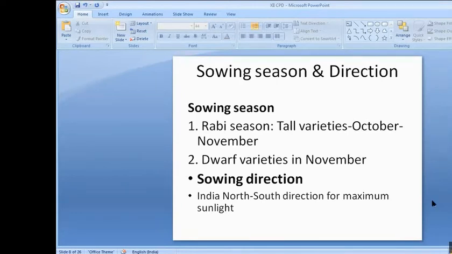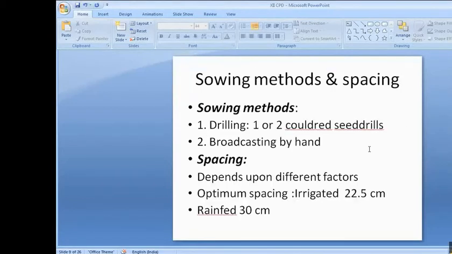During your school days up to 10th, you have stood in lines for prayer. At that time, if you stand in lines from east to west, sunlight will be on the front student only, not on the back. If you stand south to north, you will get sunlight on one side, but that will be sunlight for all students, all plants like that. When north south direction sowing is done, the plant will get maximum sunlight. That is called maximum penetration of sunlight. And this is important for photosynthesis and production.